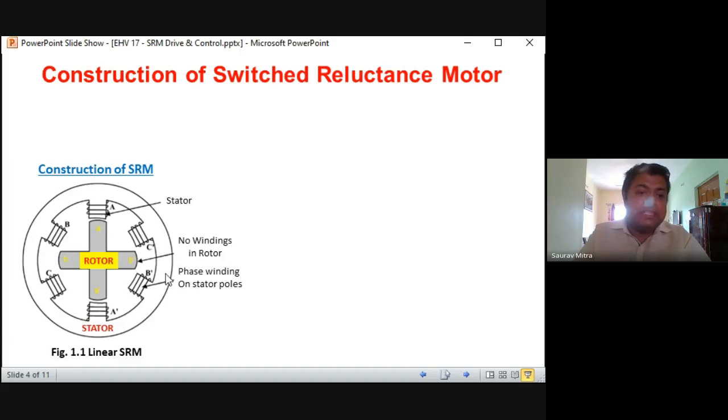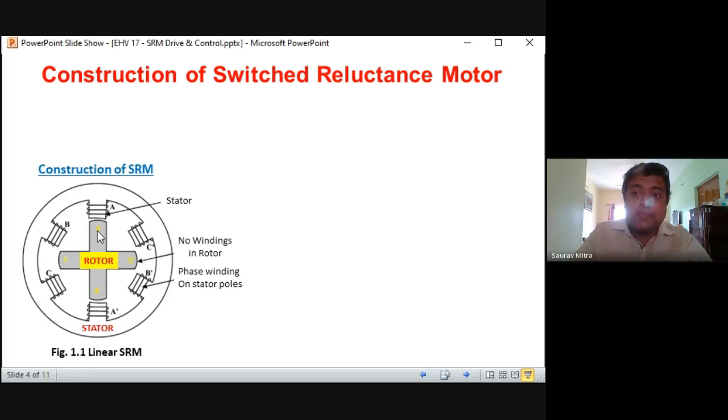So these are A, A dash, B, B dash, C, C dash, the stator poles. Same thing we found in case of BLDC motor as well. So three phases are created, and the rotor poles are called salient poles. They are protruding. Protruding poles are called salient poles. So here the rotor is not having any winding, a very important thing.